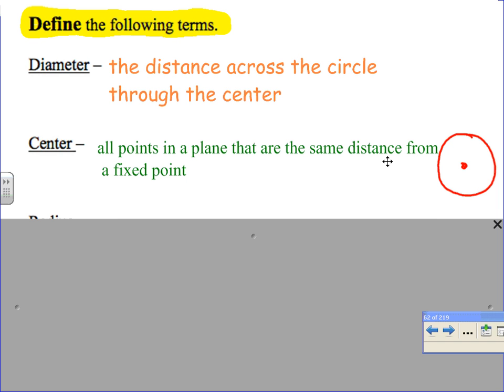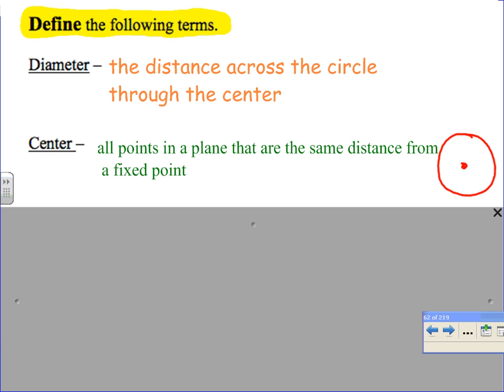Okay, sorry. So center, all points in a plane that are the same distance from a fixed point. Jackie, can you read it again? All points in a plane that are the same distance from a fixed point. Janelle, just make sure those are on my desk before you leave.